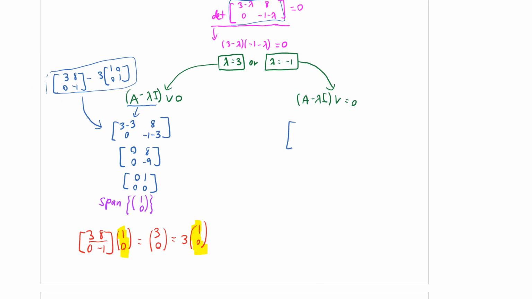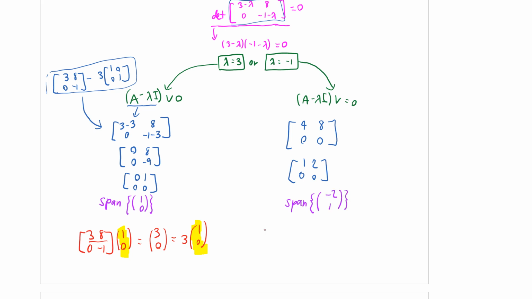So let me actually just write my matrix already. My A minus lambda I would be just A plus I, because my lambda is negative 1. A plus I would just be 4, 8, 0, 0. The reduced row echelon form for this one, so I'm just gonna speed up a bit, is this. And the eigenvector corresponding to this would be anything in the span of negative 2 and 1.